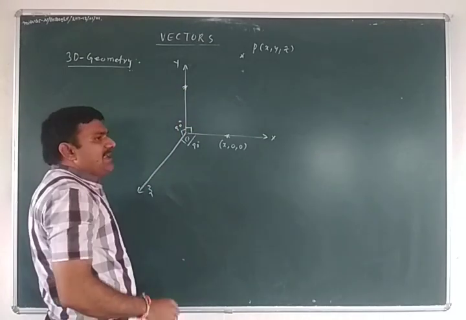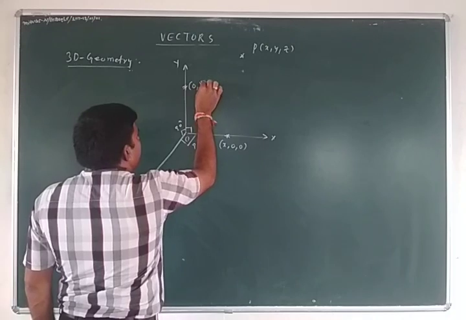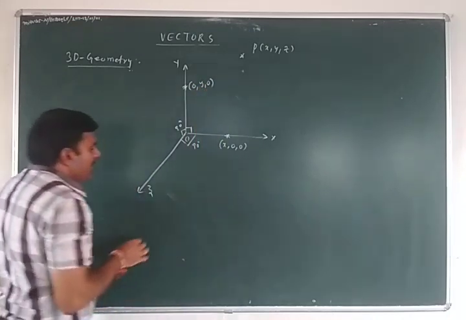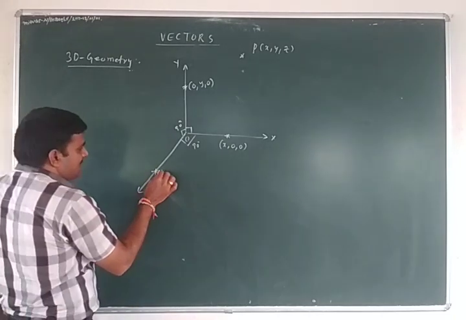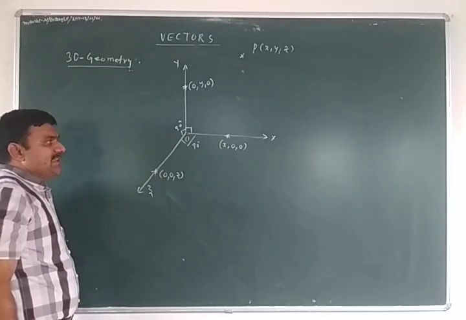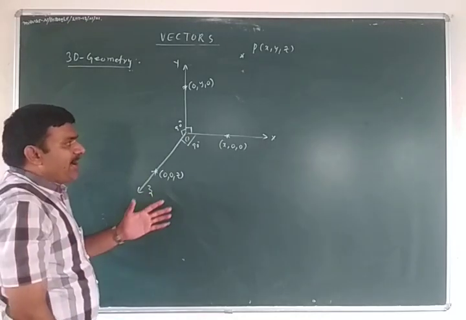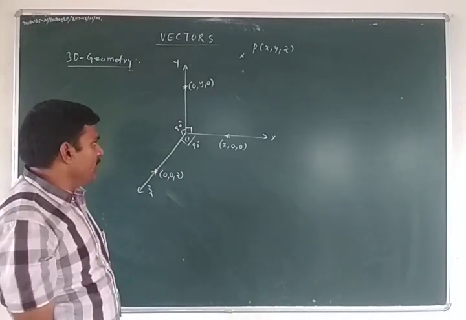Point lies on the y-axis means the x coordinate and z coordinate are zeros. Similarly, point lies on the z-axis means x and y are zeros and z remains as it is. So these are the points lying on the x, y, z axes respectively.